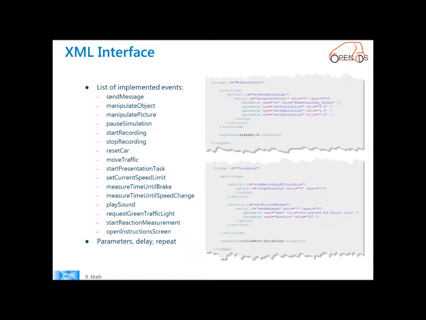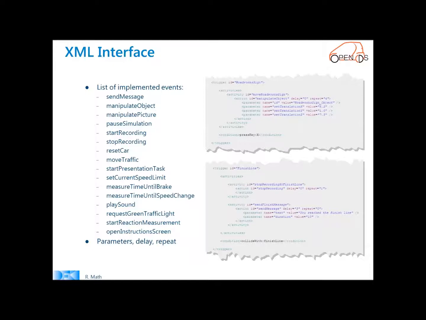And all these events are equipped with two further parameters that every event has, which are called delay and repeat. So you could make an event start with a delay, and you can set a maximum number of how often an event could be repeated. If this number is 0, there is no limit at all.